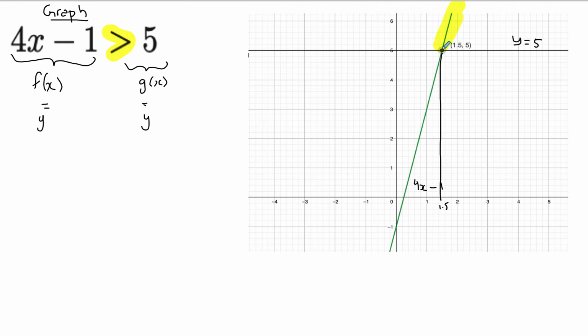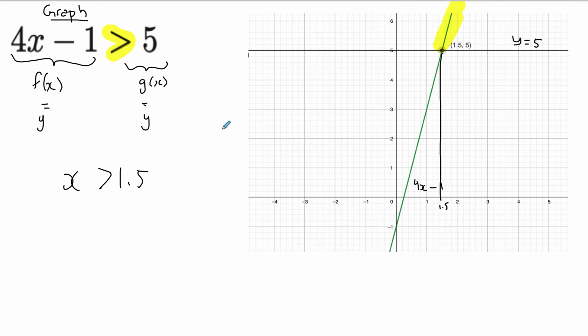So as soon as 1.5 starts, strictly bigger than 1.5, that's when my green graph is bigger than y equals 5. So the answer is just simply when x is bigger than 1.5. So if you substitute any number strictly bigger than 1.5, so let's say 1.51, into this, the answer will be bigger than 5. And you can check it by actually solving the inequality.